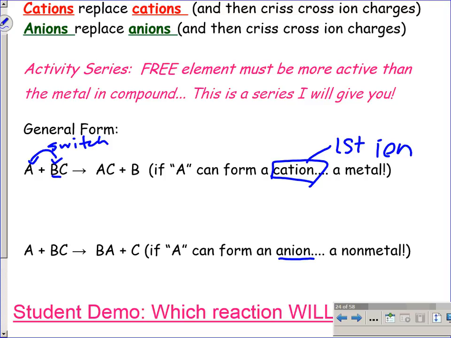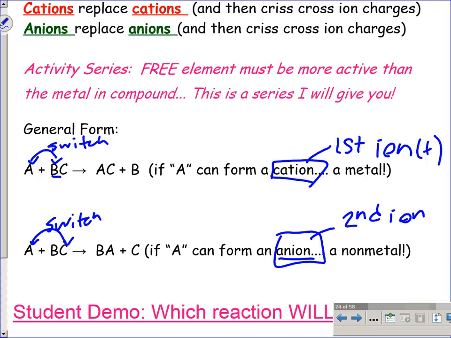However, when you look down here, what is A switching around with? A is switching with C, and so B stays in place. A replaces C, and that's because the anion is always the second ion in an ionic compound. So that gives you a little review of what cation and anion mean. What does cation mean again? It's the one with a positive charge, and the anion is the negative charge.